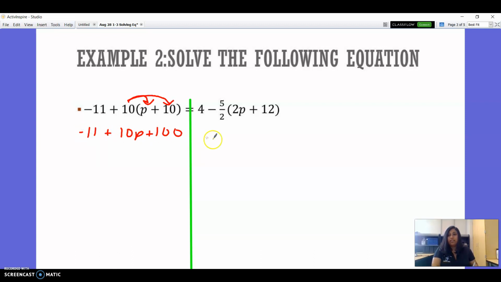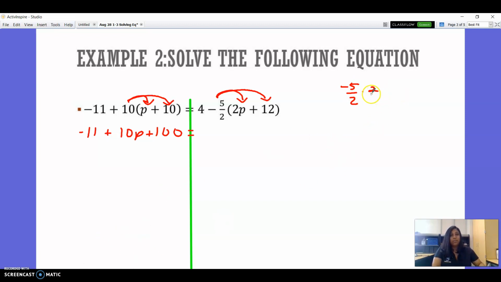and then negative 11 plus that is equal to, same thing here, negative 5/2. I'm going to take the whole thing and distribute. If you don't know how to multiply with fractions, negative 5/2, do not turn it into a decimal. Never, ever, ever turn it into a decimal. Keep it as an improper fraction. So negative 5/2 times 2.